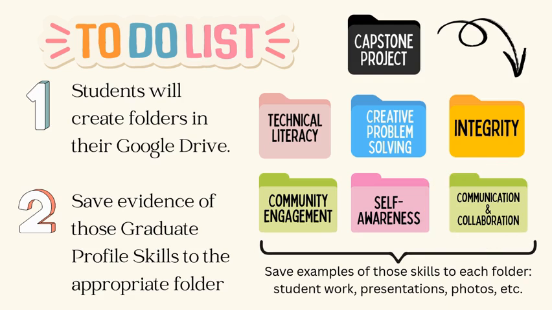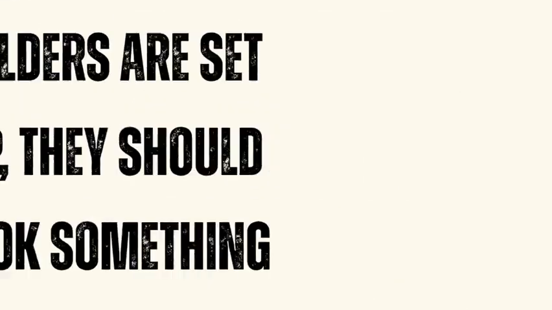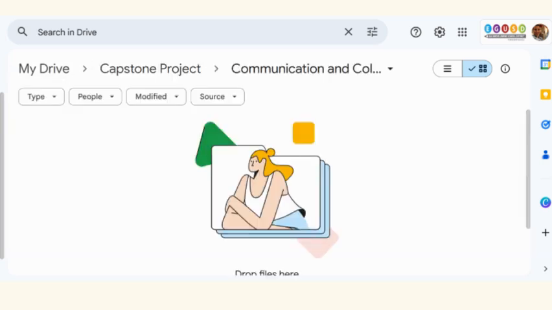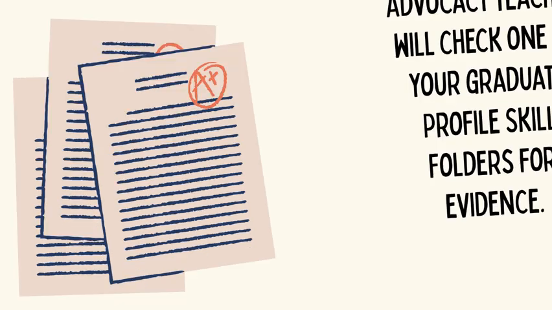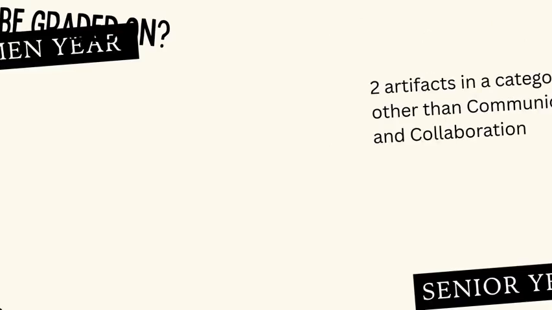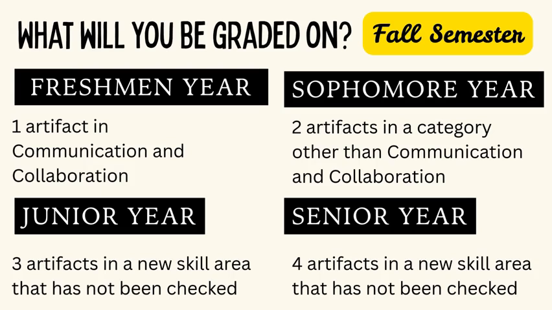Throughout the school year, each year, you're going to save examples of those skills to each folder. These could be photographs of community service, examples of community service. They could be any type of project or assignment that you did in class, anything that fits that specific graduate profile skill. When your folders are set up, they should look something like this. Each fall, your advocacy teacher will check one of your graduate profile skill folders for evidence, and then you're going to receive a pass or a fail.